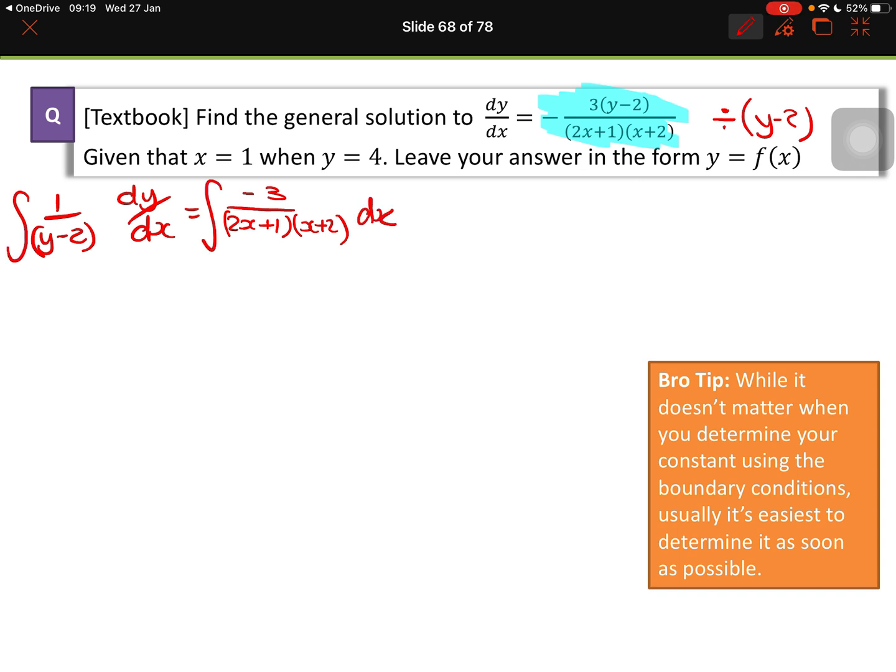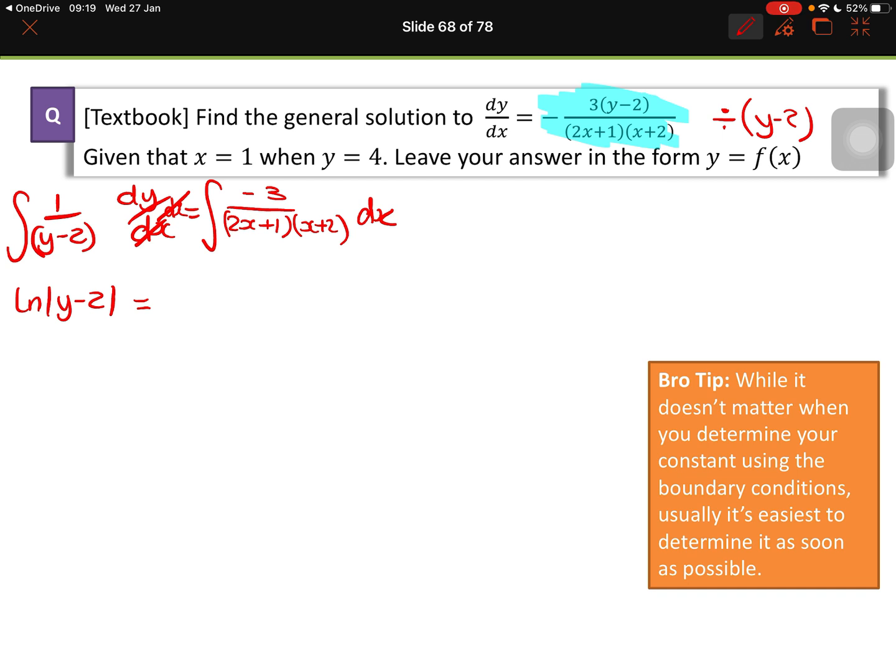The right hand side is with respect to x, obviously the left hand side will be with respect to x, but the dx's cancel out, so we're with respect to y. 1 over y minus 2 is nice and simple. That one's going to go to log natural of y minus 2. Slightly more difficult is the right hand side, we're going to have to use partial fractions.